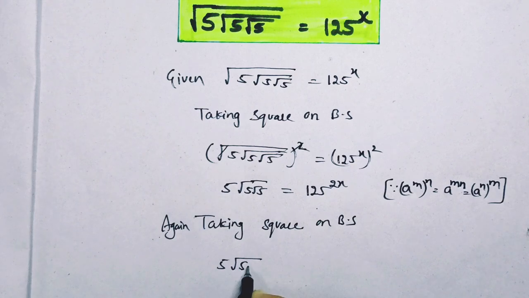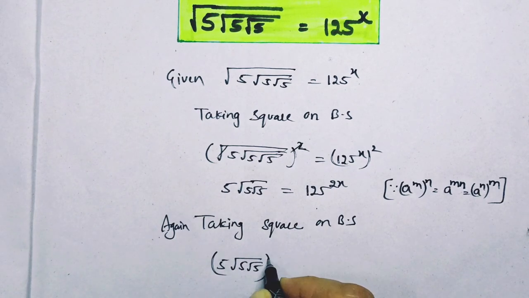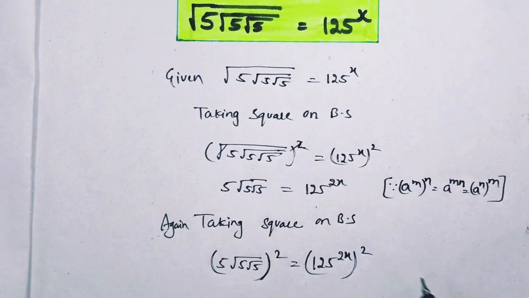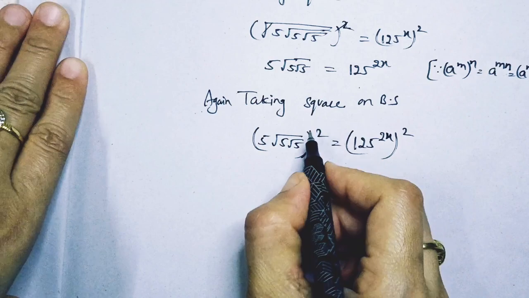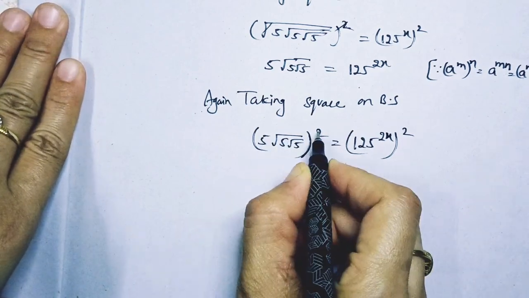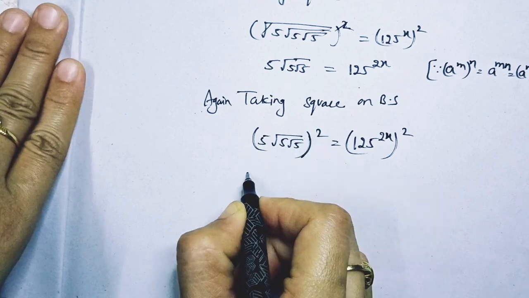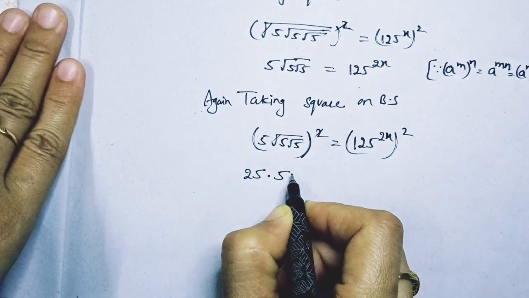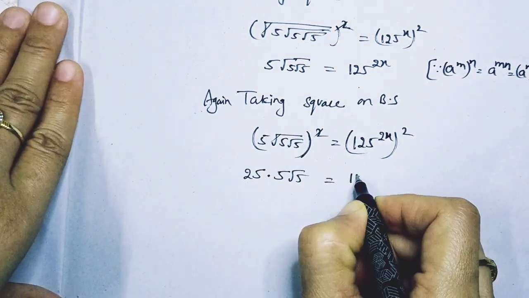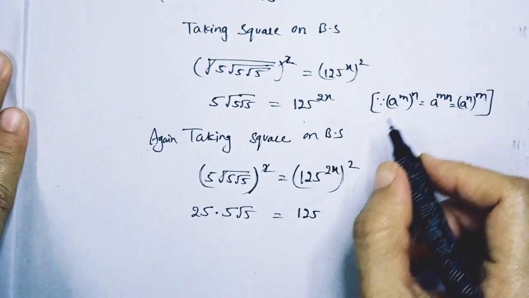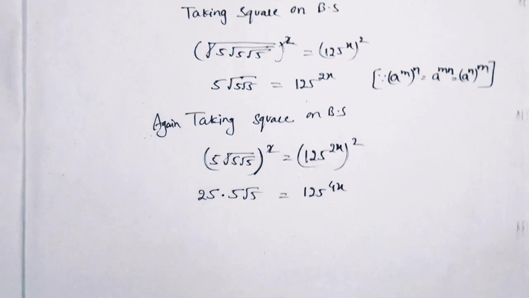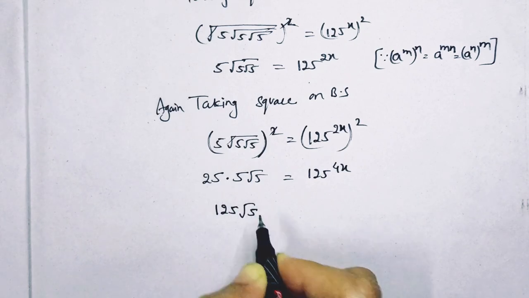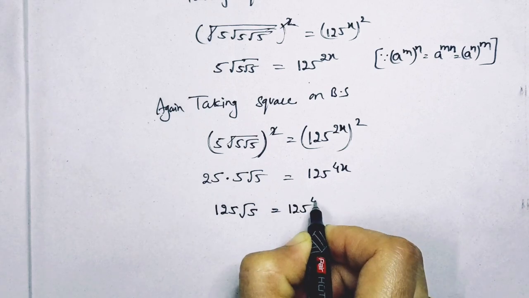5 to the square root of 5 to the square root of 5, whole square, equal to 125 to the 2x whole square. Okay, so next what happened here? 5 square, don't get confused here, this square will apply for both, meaning 5 square means 25. Then here the square and square root get cancelled, so 5 root 5, equal to 125, according to the same formula, here 2 into 2 means 4x. Okay, so 25 multiplied by 5 is 125 root 5, equal to 125 to the power 4x.